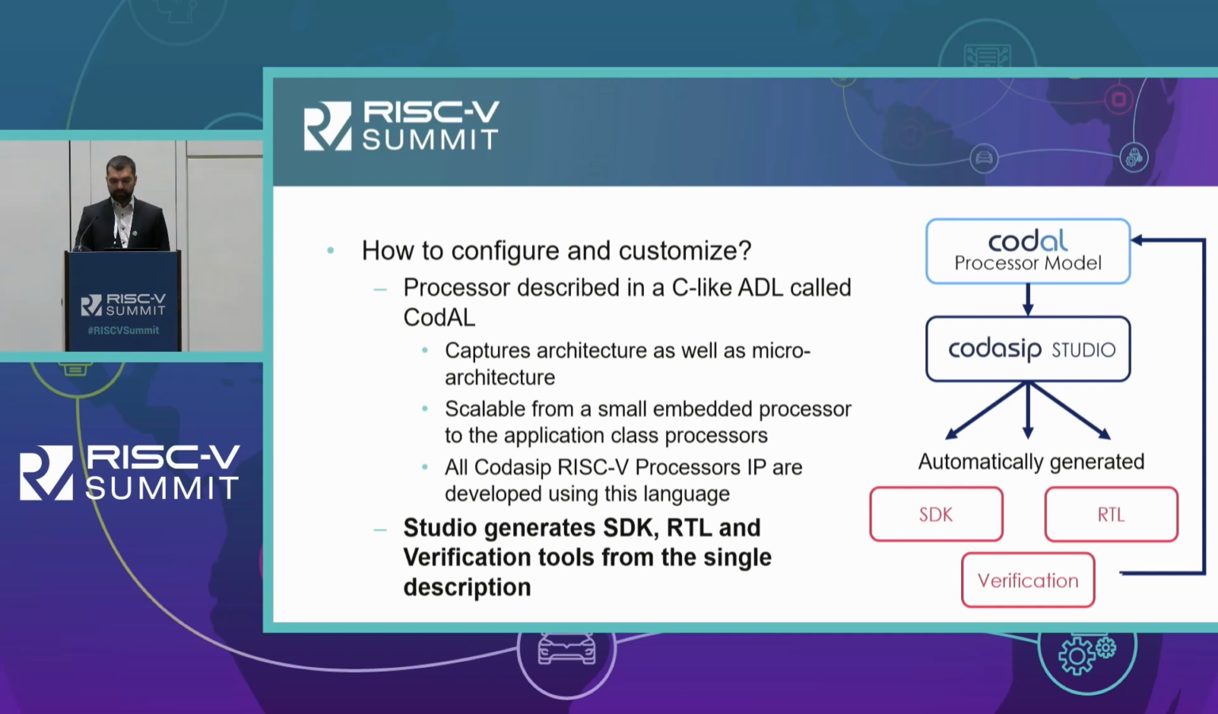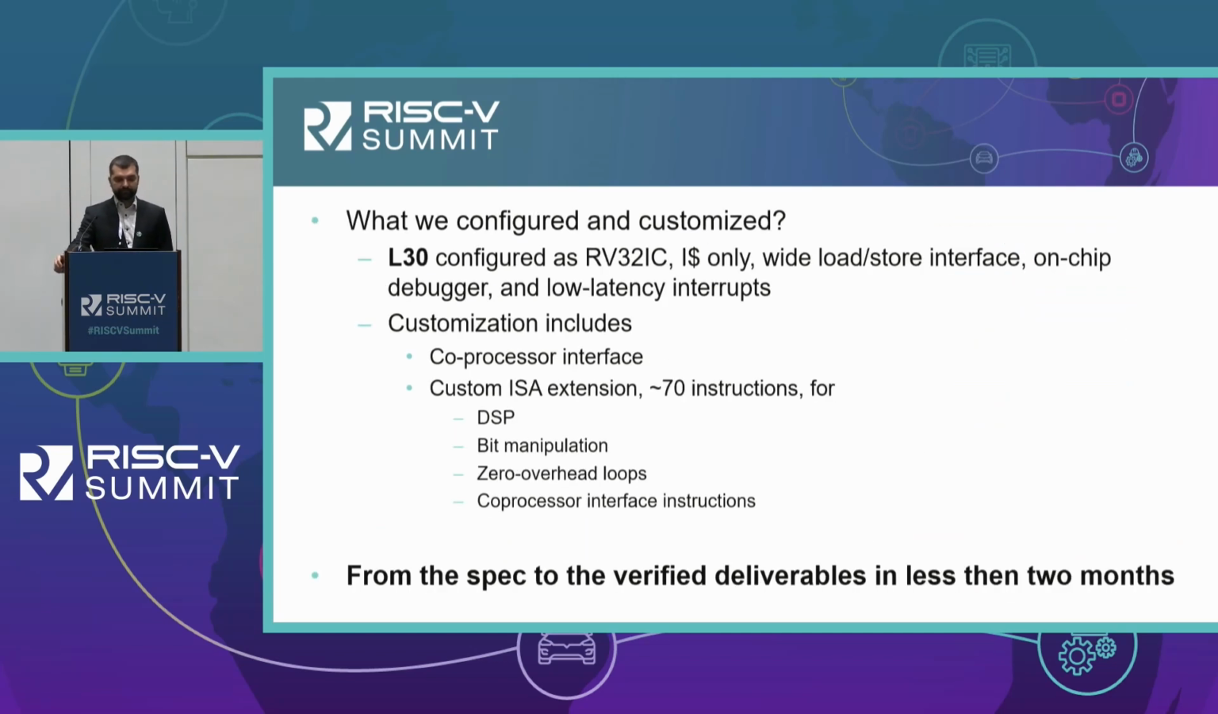Now, going back to what we actually did for the L30. Well, we started and configured that as an RV32IC. So as you can see, there's no multiplication or division, it's not needed. It's I-cache only, so the D-cache is disabled in this case, but we added the wide load-store interface, which is able to feed the data efficiently in. It has an on-chip debugger, and of course it has low latency interrupts and WFI power features in there as well.